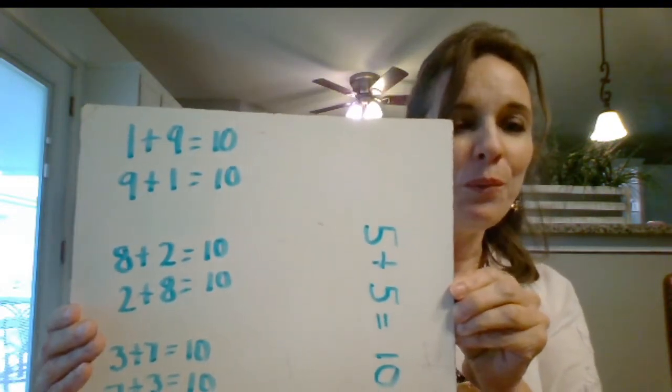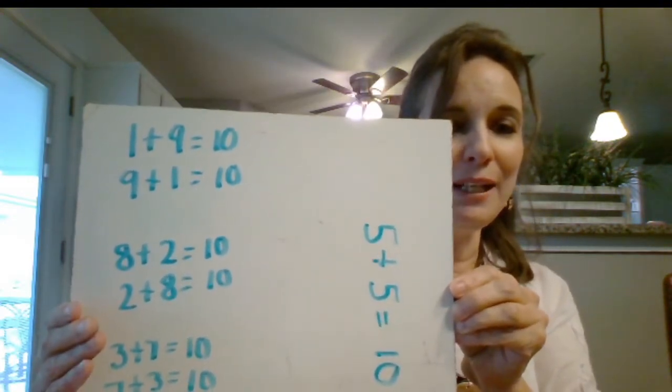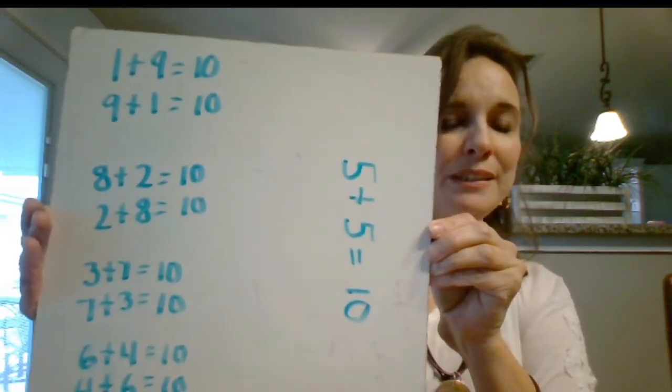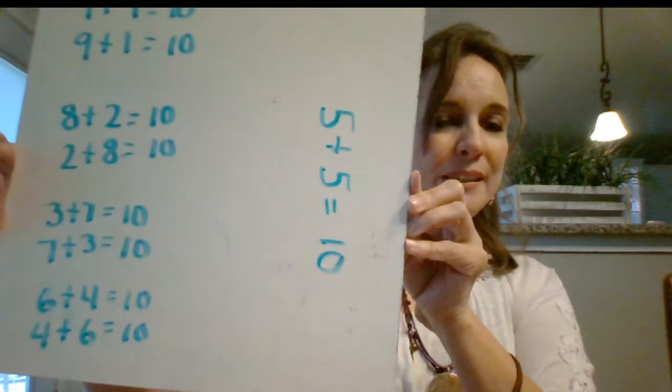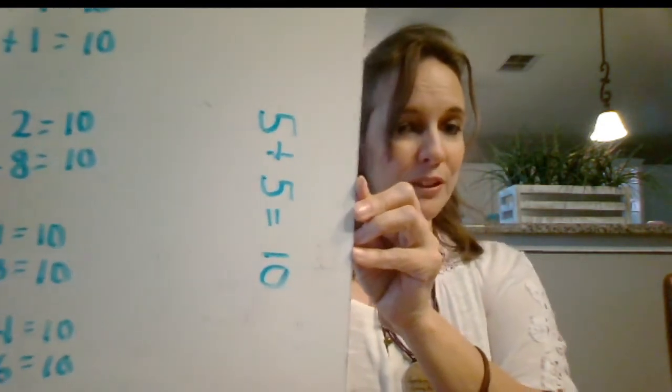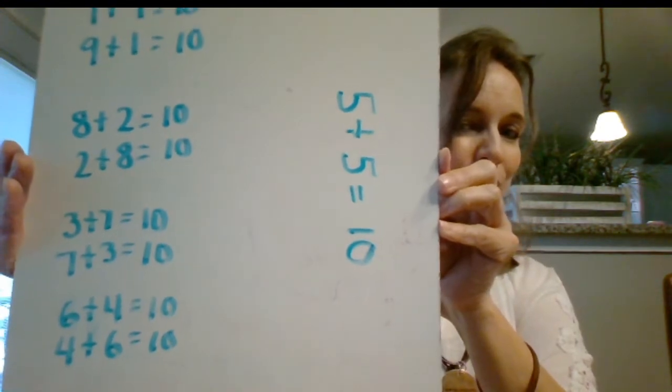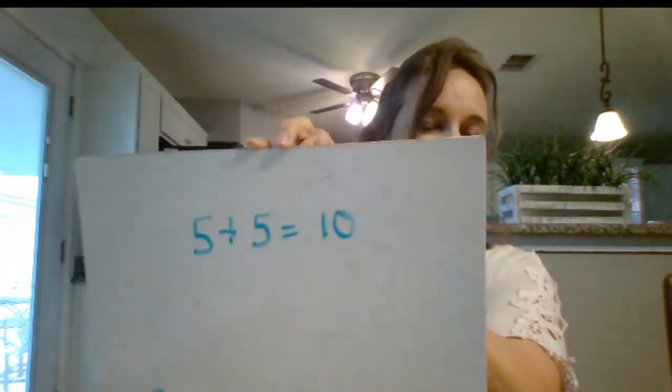Let's go. 1 plus 9 is 10. 9 plus 1 is 10. 8 plus 2 is 10. 2 plus 8 is 10. 3 plus 7 is 10. 7 plus 3 is 10. 4 plus 6 is 10. 6 plus 4 is 10. 5 plus 5 is 10.